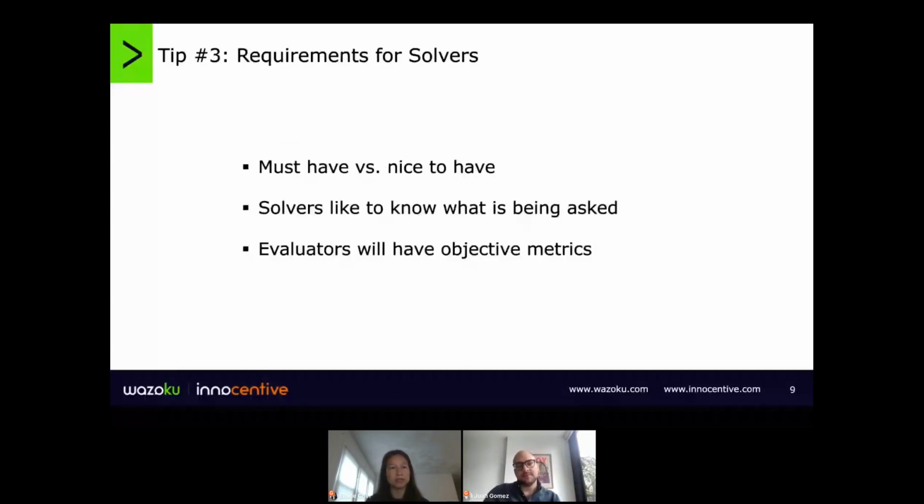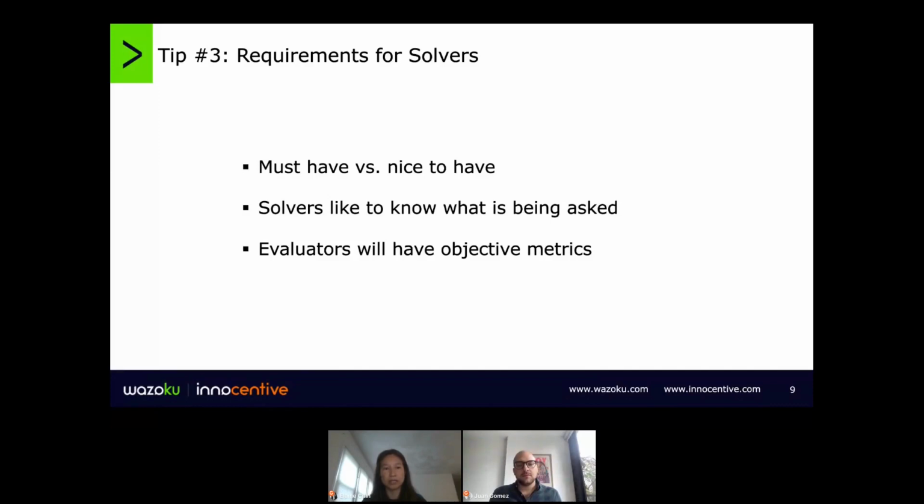Let's move on to tip number 3, requirements for solvers. Solution requirements are the items which comprise your desired solution. It's possible to get caught up in asking for the perfect solution, but I would caution against that. Make sure that you can differentiate between items that you must have, things that move the ball forward incrementally, versus nice to have, the ideal answer that may or may not be attainable.